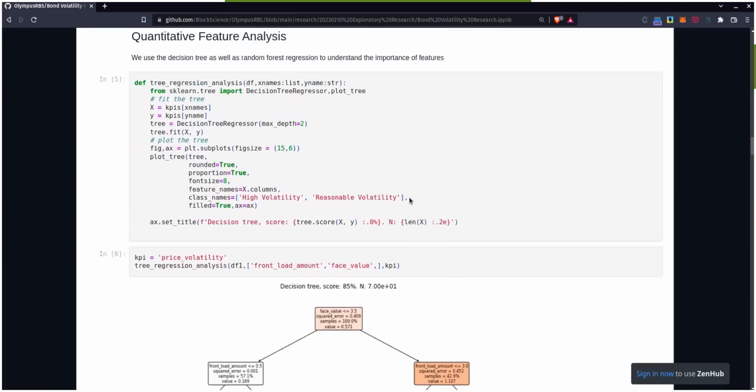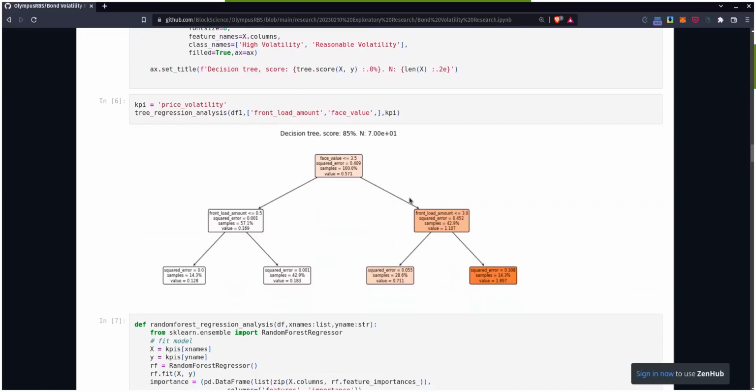So we want to ask, comparing the 2 factors of total face amount and the front loading distribution, which one is a bigger factor? So we do this decision tree analysis, and we can see that when the face value is smaller, that's a first important aspect. Smaller meaning the price volatility will be lower. And then you look into the front load amount, when it's smaller, the price volatility will be even smaller. And that's true on the other side of the decision tree too.